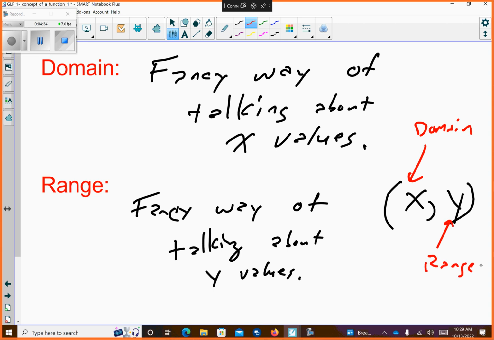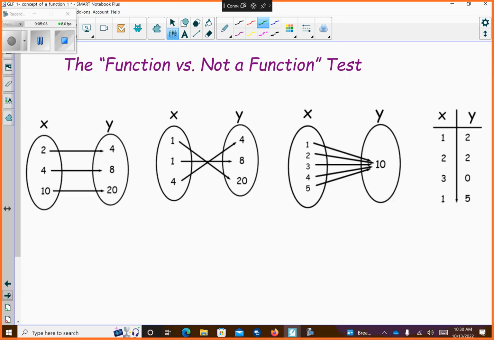All right. So you might have seen this before. These are just like bubble diagrams and tables. We want to know if it's a function or not. So I said a function has what values that don't repeat? X. Do any of my x's repeat here? So this is a function. But take a look at this one. I have 1, 20, and then I have 1, 8. Does my x repeat? Yes. This is not a function.